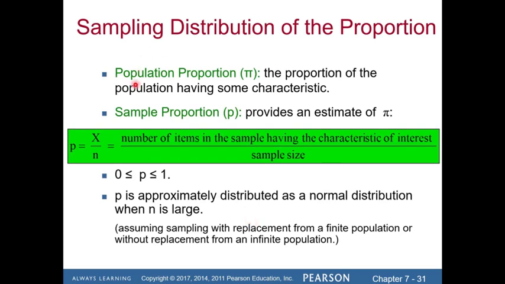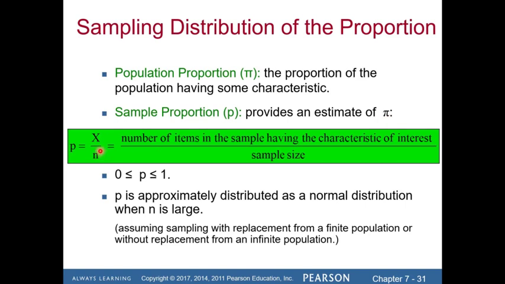The first is population proportion, with little pi to represent. So population proportion represents the proportion of the population having some characteristic, such as the percentage of population that have green eyes, or the percentage of population that are experts in swimming. Sample proportion we use little p to represent. So that means the proportion of the sample having some characteristic. And this little p, or sample proportion, is used to provide an estimate of population proportion pi.